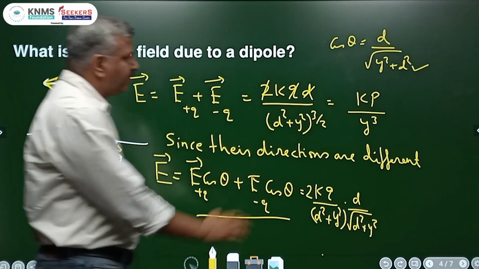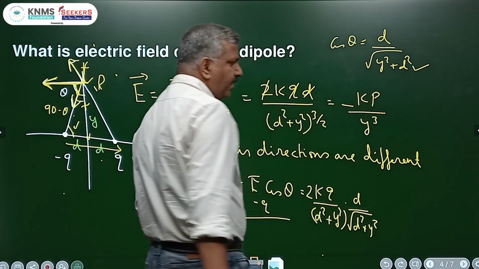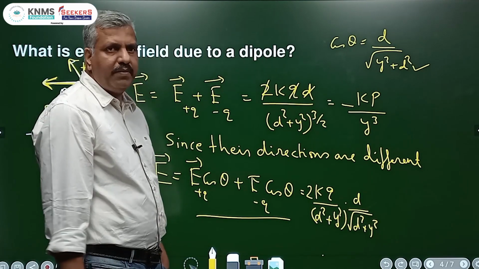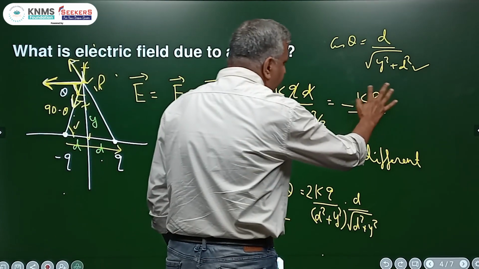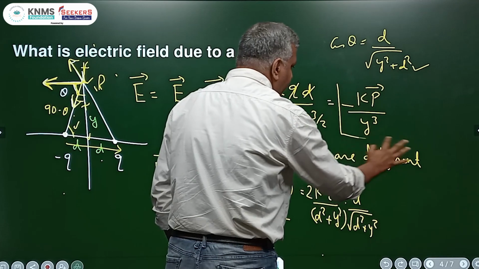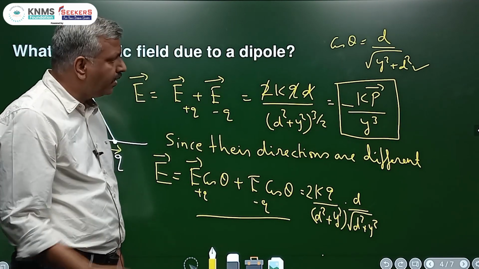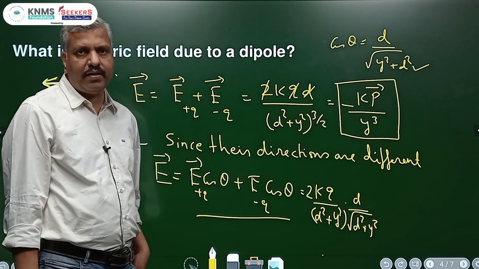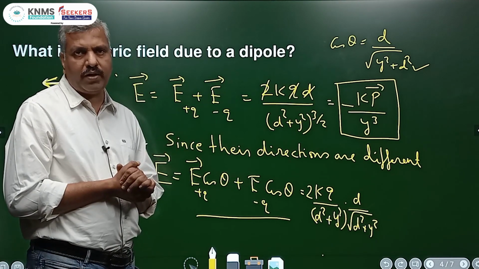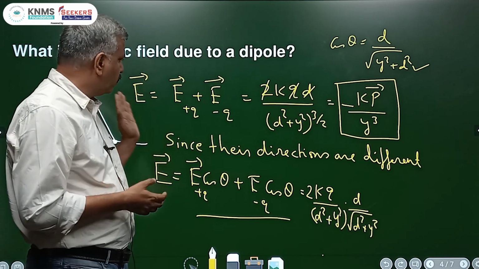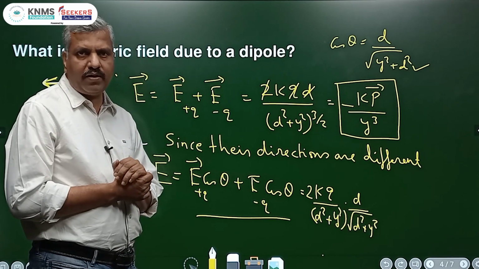Because the electric field is in the opposite direction, I will say the electric field is minus kp by y cube, where I put a vector sign here, so that once we know what is the direction of the electric dipole moment, we can find out the direction of the electric field at an equatorial point. Okay. So, I hope you are able to understand this particular derivation.